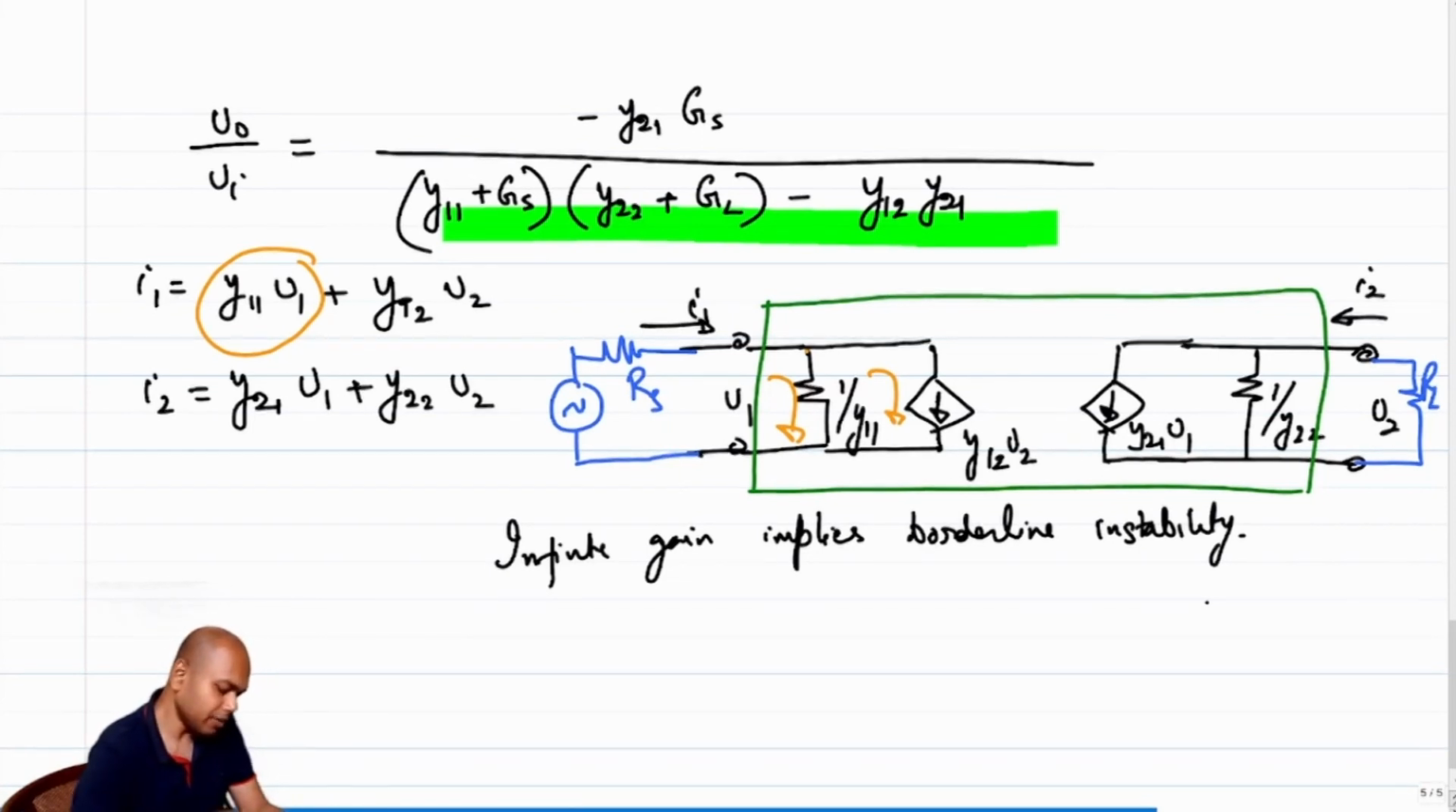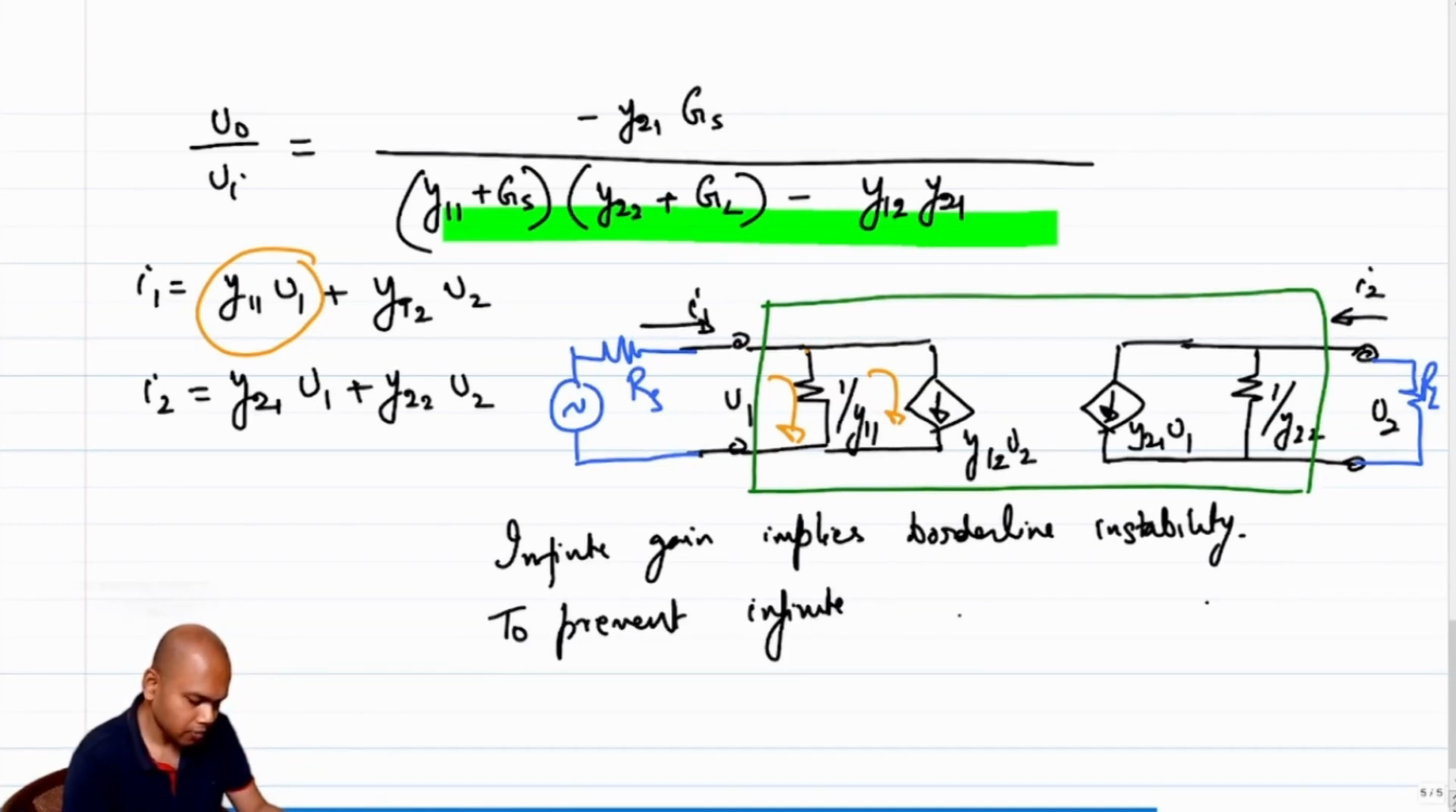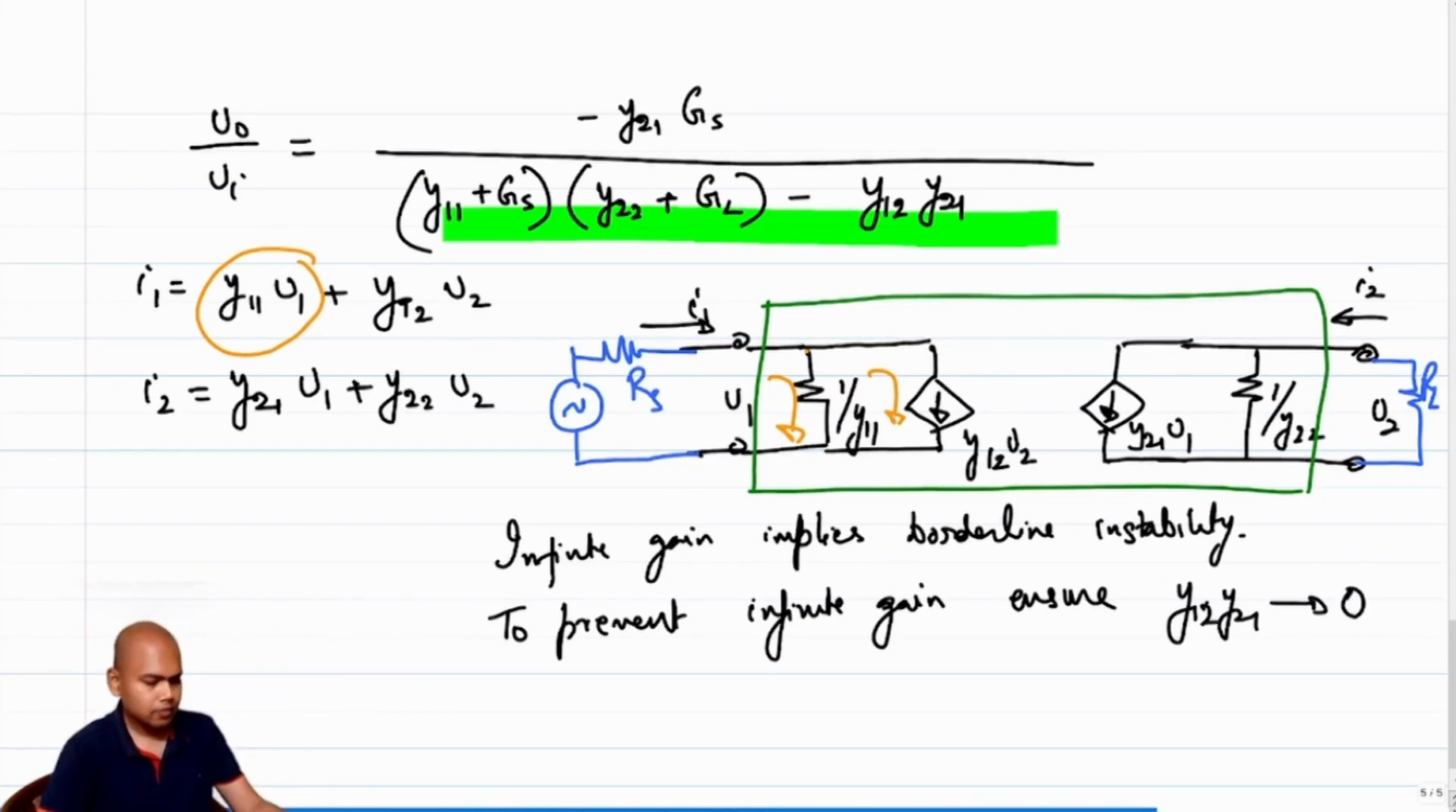So to prevent instability, to prevent infinite gain, ensure y12 times y21 tends to 0. Okay.